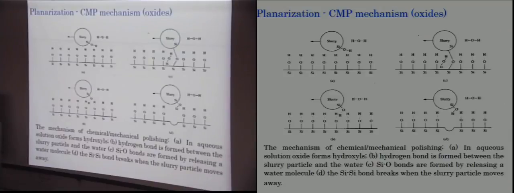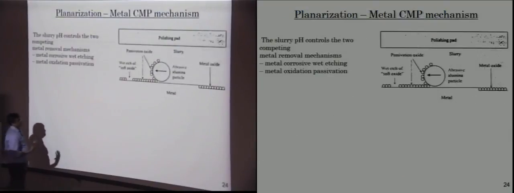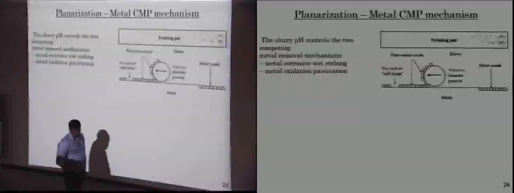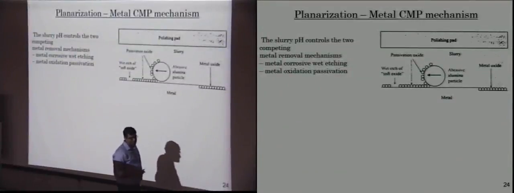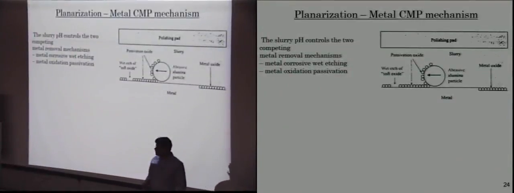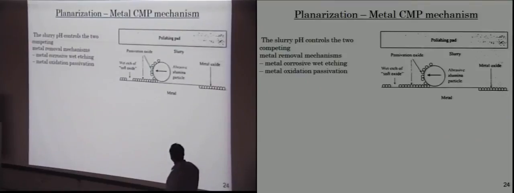Okay, the more elegant system is the case of metal polishing. In metal polishing, you not only have the abrasive effect of the alumina particle, or Al2O3 particle, but you also have two other components within the chemistry of it.